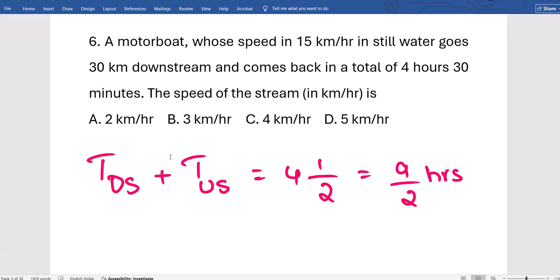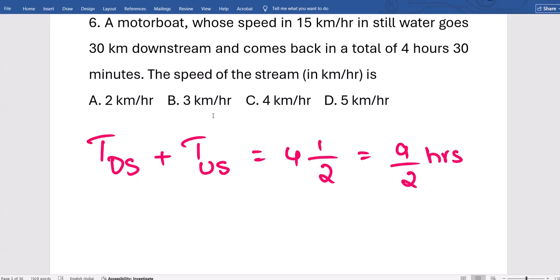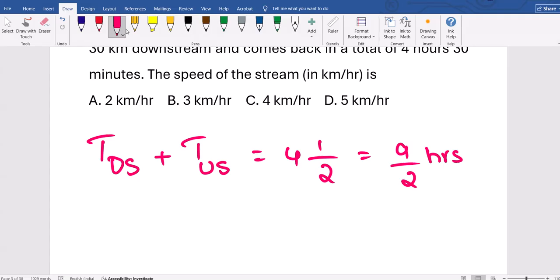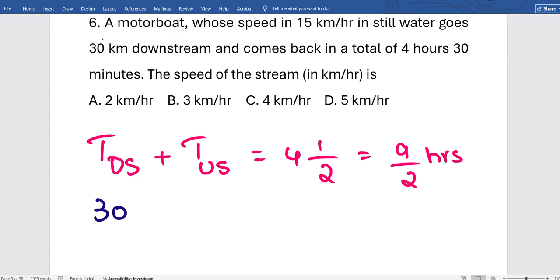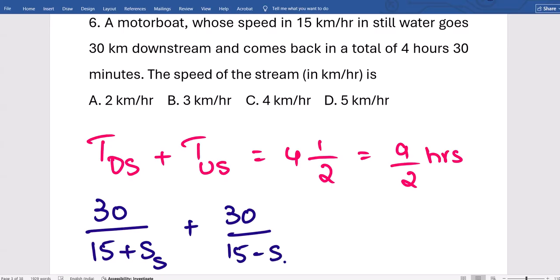Right. Now what is time is distance by speed. So distance here is 30. Speed is 15 plus SS. When you are going down, your speed will be more. Okay, boat speed plus water speed both will be added. SS is nothing but speed of stream or speed of water. Now, while return, you have to travel 30 kilometer distance. In return, it is like up. When you are going up, okay, your speed will be reduced, 15 minus SS, is nothing but 9 by 2.